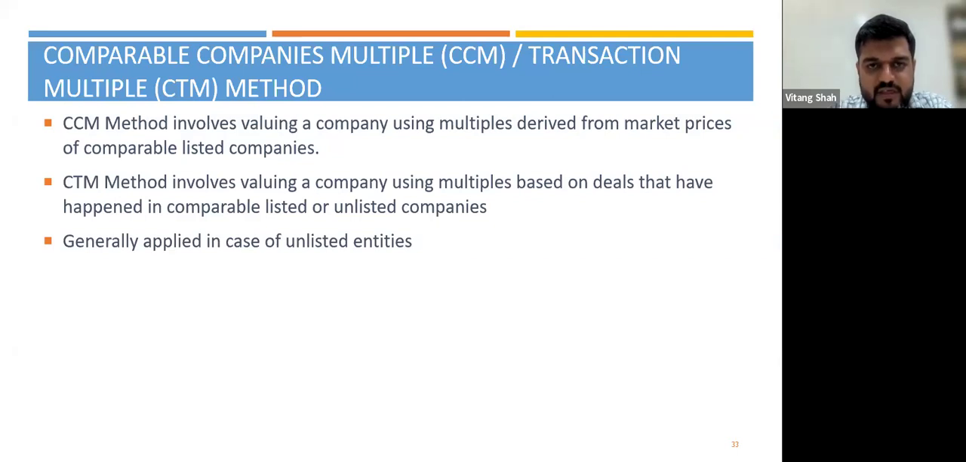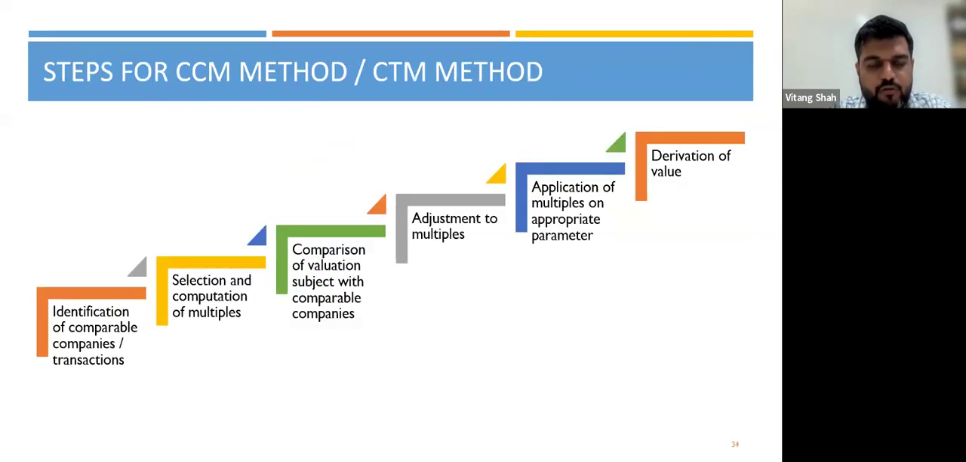The comparable companies multiple or the transaction multiple method is generally used for unlisted companies, because those are the ones for which you may not have a market price. You cannot follow the market price method under the market approach because the equity shares of that company are not listed. So how do you do valuation under the CCM or the CTM method? You identify a set of comparable companies or transactions. So you need to look at where your business is, what exactly your products are, and which comparable companies are listed and similar to you.